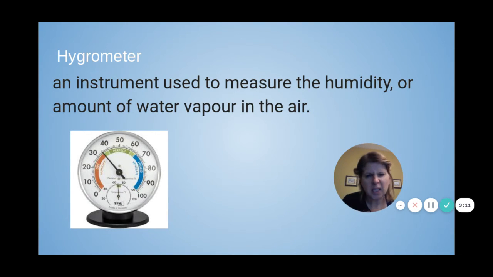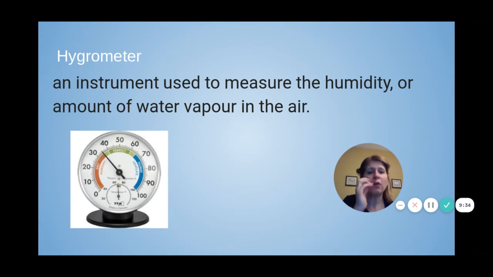Humidity is also what makes us feel hot and sticky in the summer and sweaty. I'm not talking about when you go out and run a mile. I'm talking about when you're just sitting there and you're hot and miserable. Humidity is the amount of water vapor that's sitting on you because it's in the air. So hydrometer is measuring the amount of water vapor or humidity in the air.